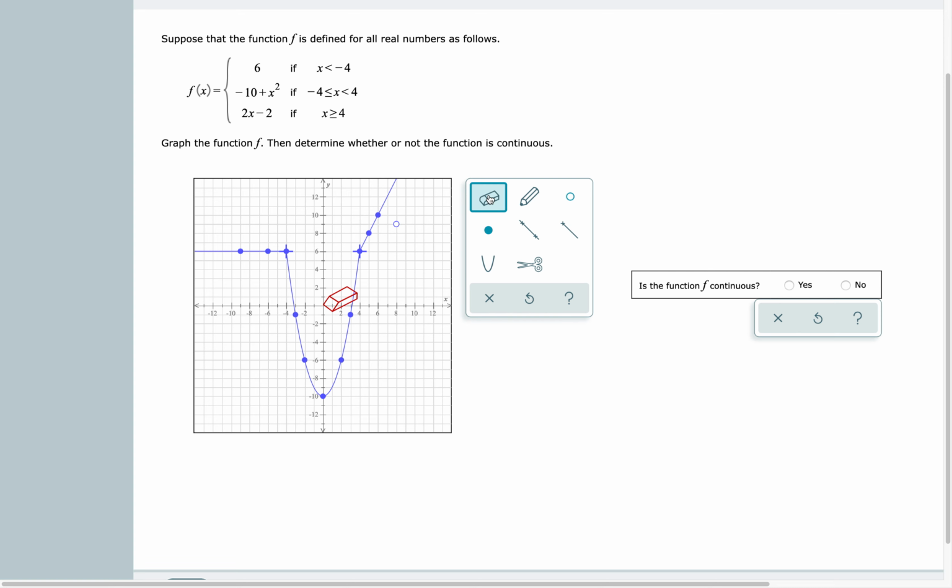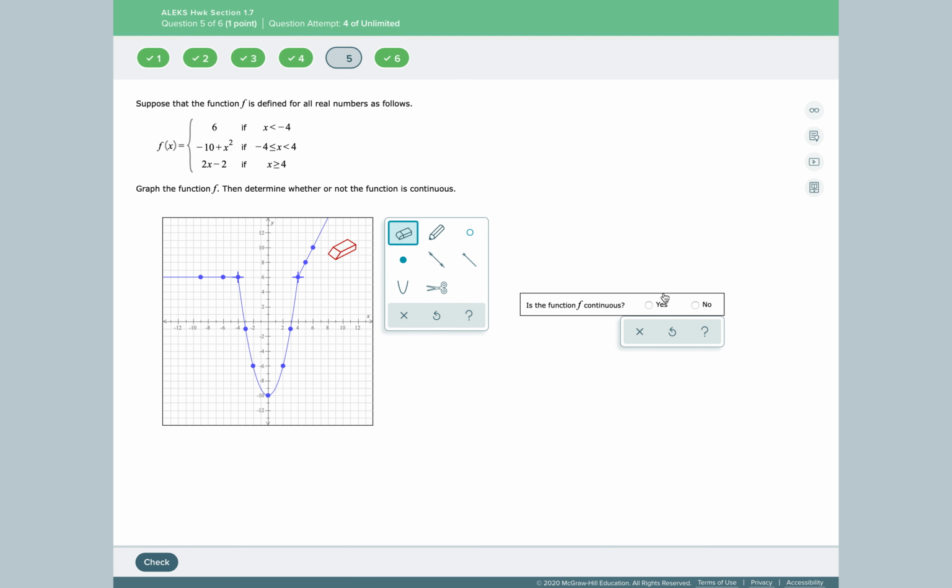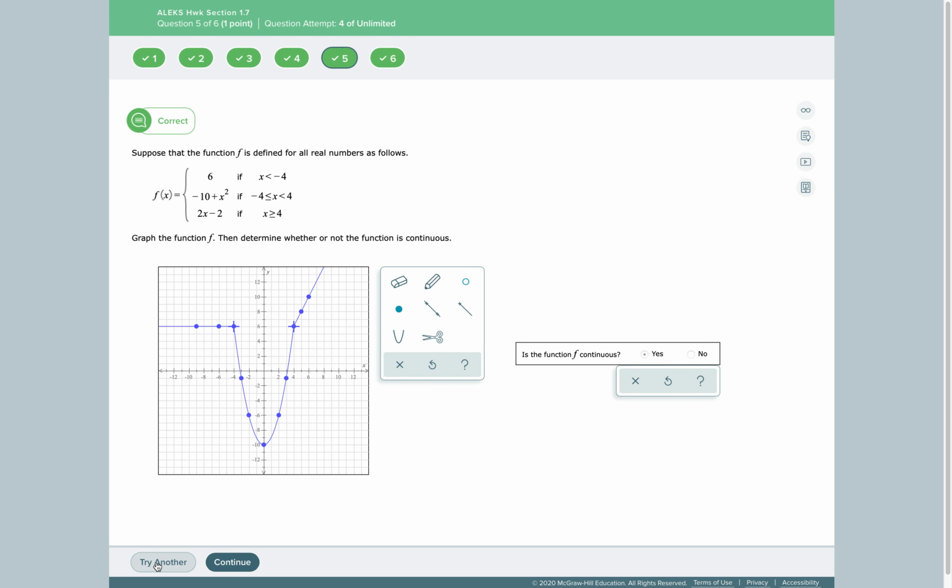And let's see. I'm going to get rid of this point here. And in terms of whether the function is continuous, it does run endlessly thanks to the holes that were plugged in. So in this particular case, the answer is yes. So upon checking, the result is correct.